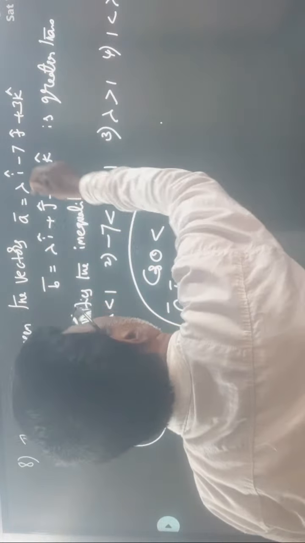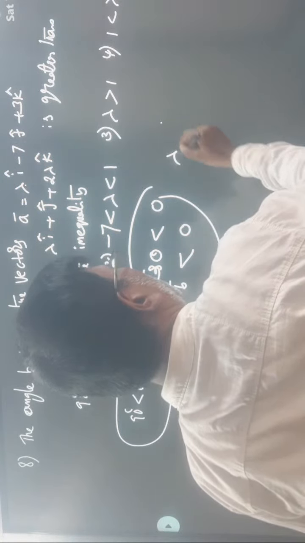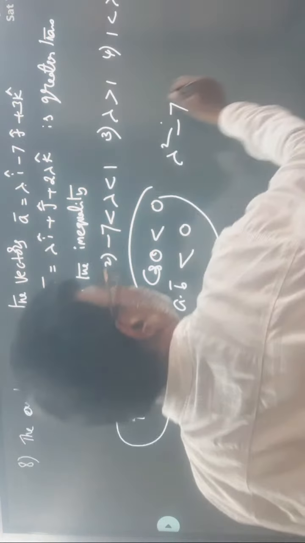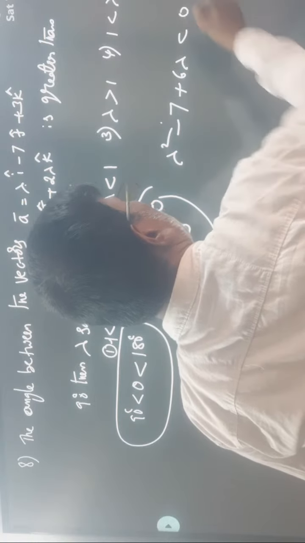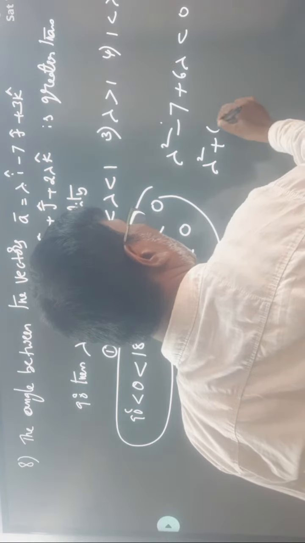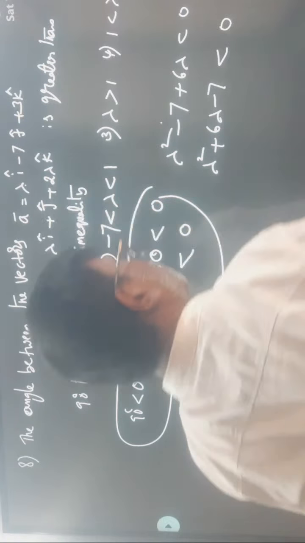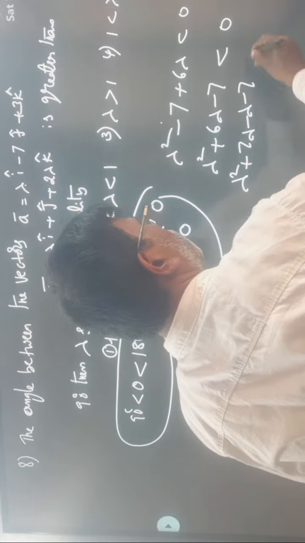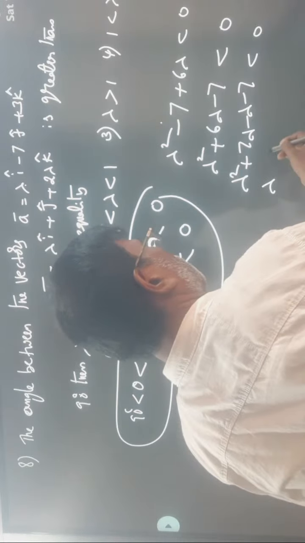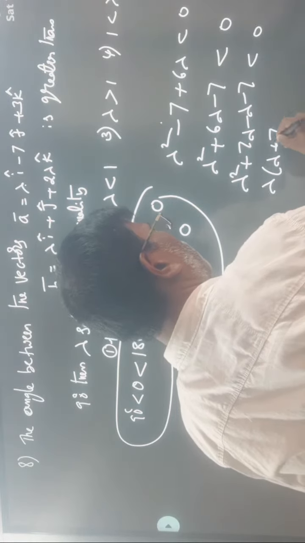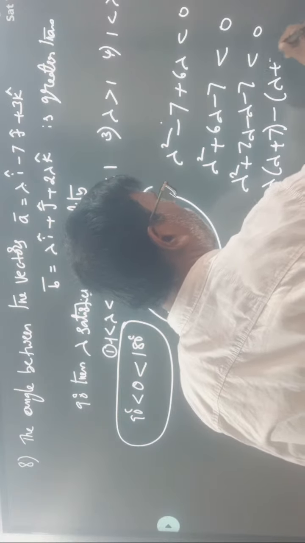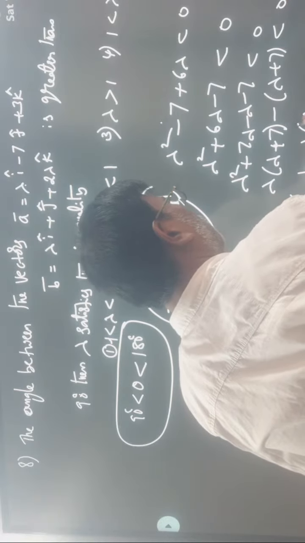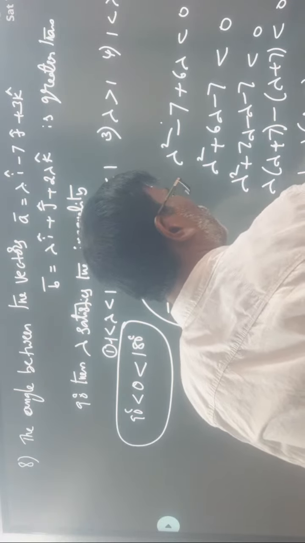Here a dot b is lambda square, i dot i minus 7, and 2 lambda into 3, that is 6 lambda, less than 0. So lambda square plus 6 lambda minus 7 less than 0. This is lambda square plus 7 lambda minus lambda minus 7 less than 0. Taking lambda outside, lambda plus 7, minus of lambda plus 7 less than 0. That is lambda minus 1 into lambda plus 7 less than 0.